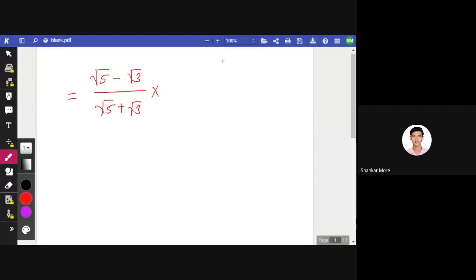rationalizing factor. ओके, सो मैं यहाँ पे लिखता हूँ रूट ऑफ 5 माइनस रूट ऑफ 3 से मैंने मल्टीप्लाई किया, रूट ऑफ 5 माइनस रूट ऑफ 3 से मैंने डिवाइड भी कर दिया सेम से. ओके, सो ये कट जाएगा तो कोई फर्क नहीं पड़ेगा, मतलब चेंज नहीं होगी वैल्यू यहाँ पे. सो इन द न्यूमरेटर व्हाट इट विल बी?